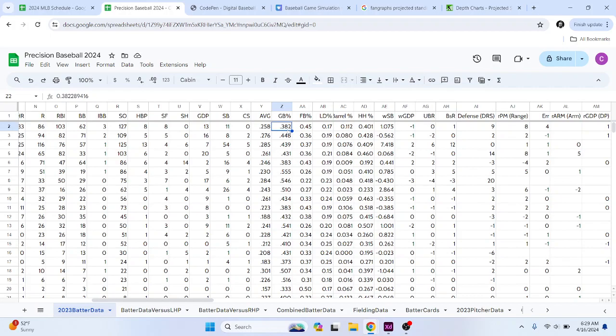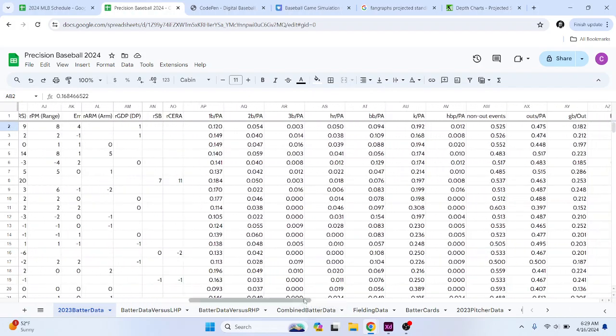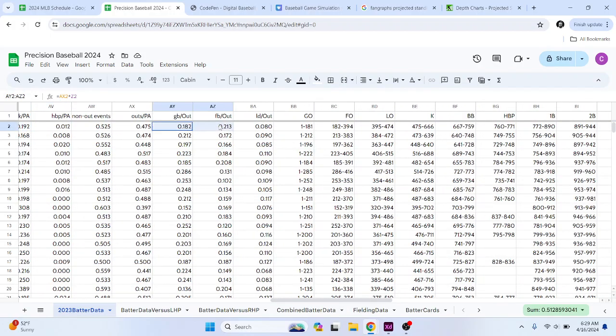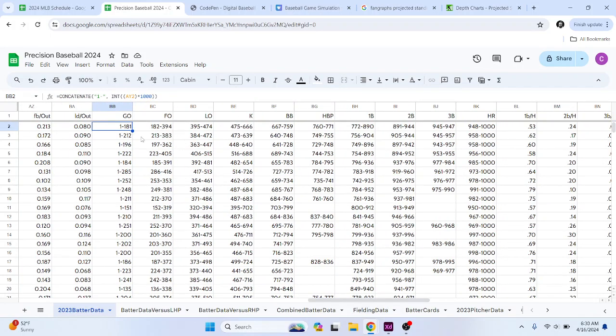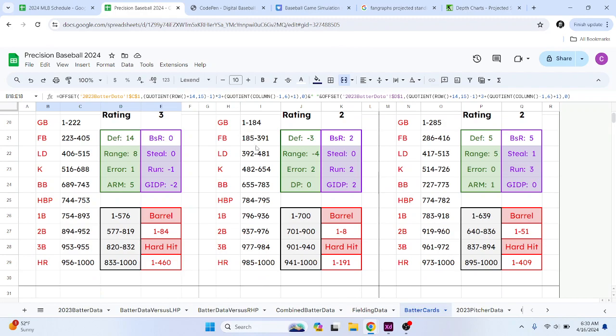You can see he's got a 38% ground ball percentage, 45% fly ball percentage, and a 17% line drive percentage. So I take that for each individual batter. Oh, that's the wrong one. And then I do that for ground balls, fly balls, and line drives. So this is how many ground balls out of these outs are you going to have? And then from that, I build out the rolling values, the roll result part of the card, this part here. So I build this part out based off of all that data.